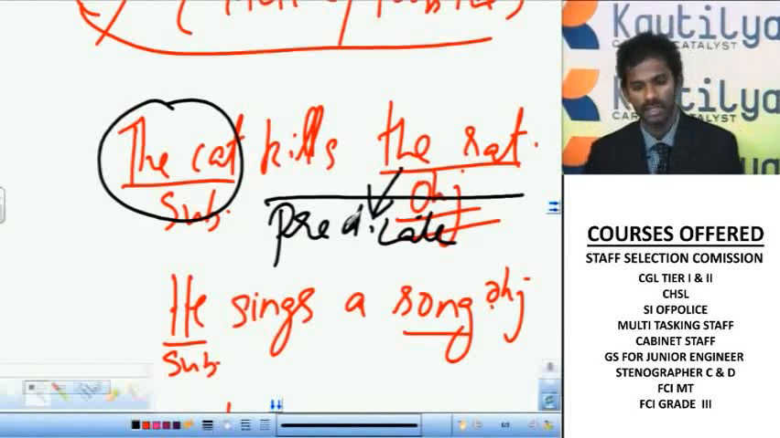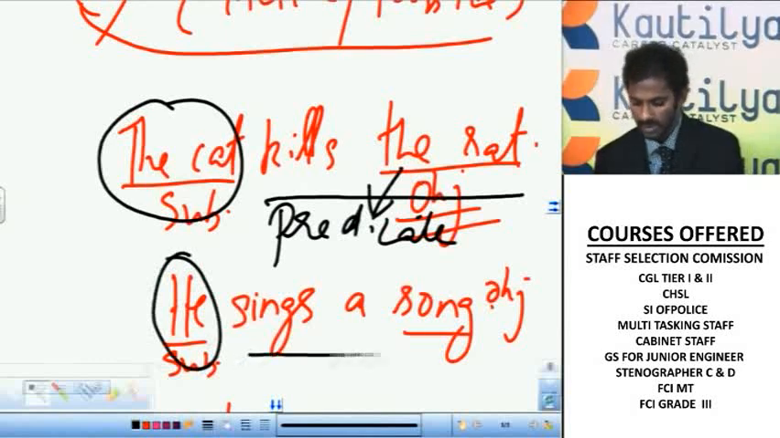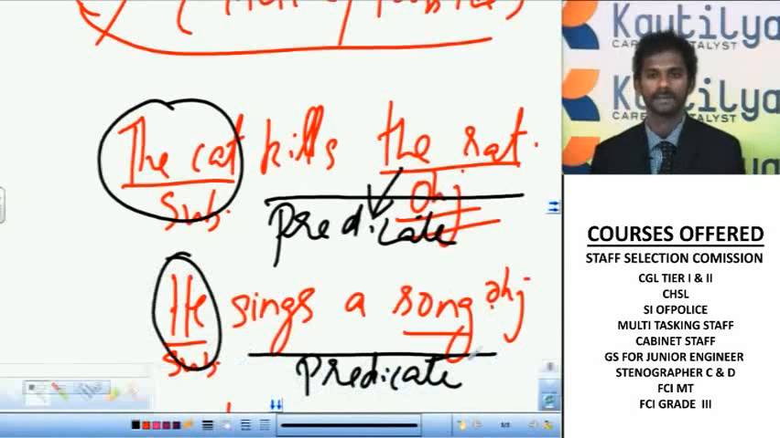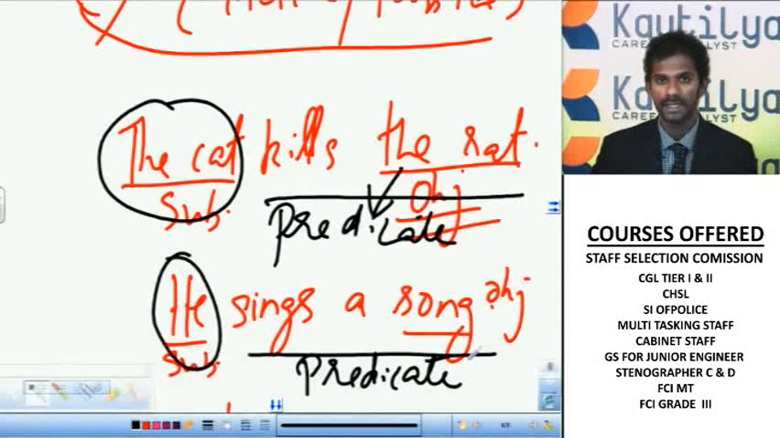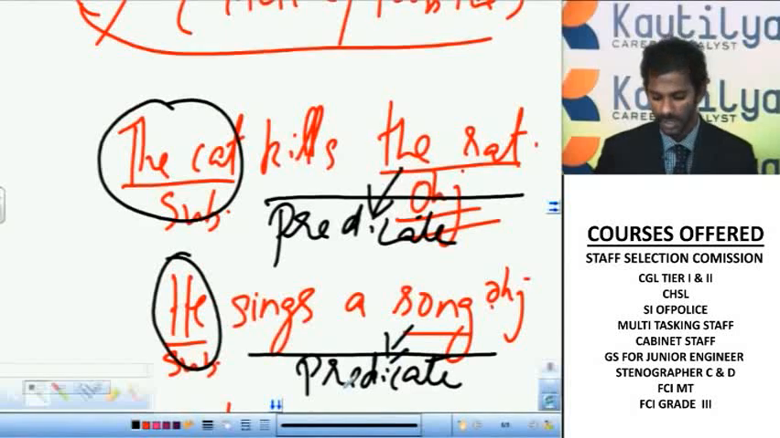He sings a song. The subject in this sentence is he. What is said about the subject here? Sings a song. So sings a song is termed as the predicate. What is the object in this sentence? Song is the object. As I said, if there is an object in a sentence, the object also comes in the predicate. So he is a subject, sings a song is a predicate.